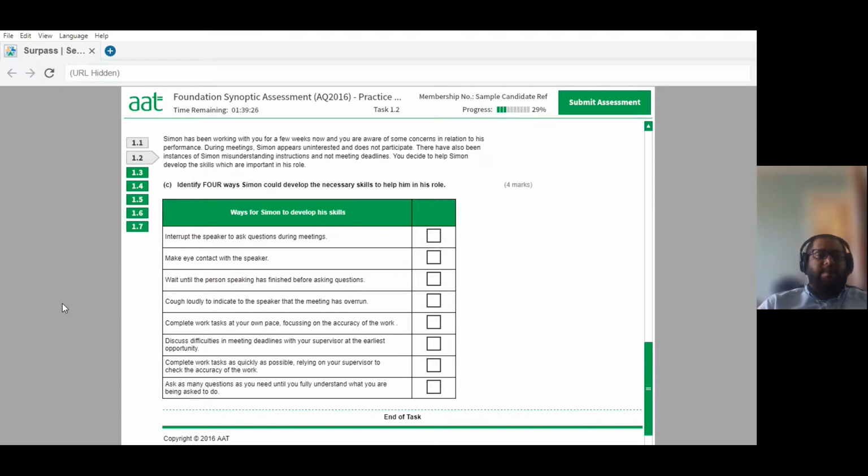You decide to help Simon develop the skills which are important in his role. Hopefully, Simon will take them. So let's see.